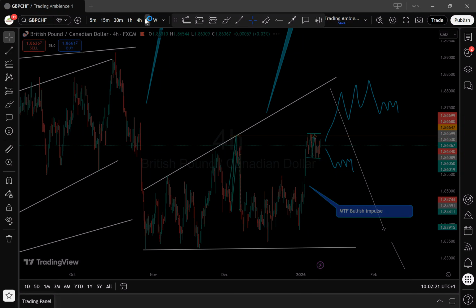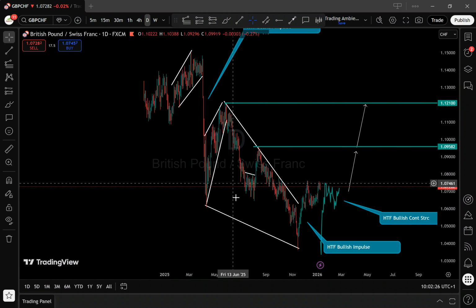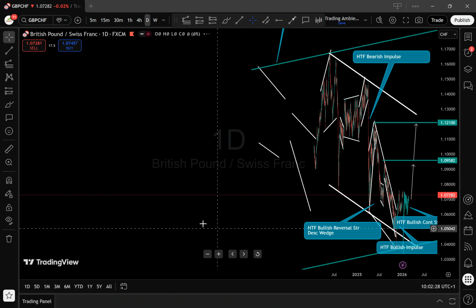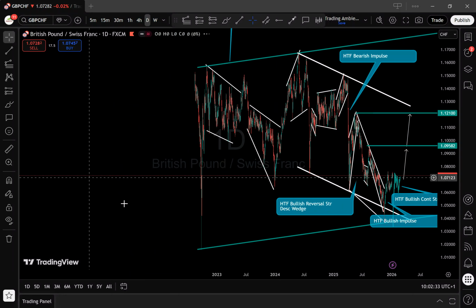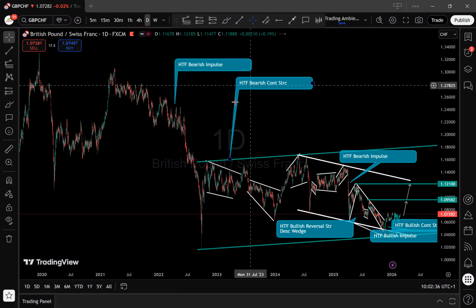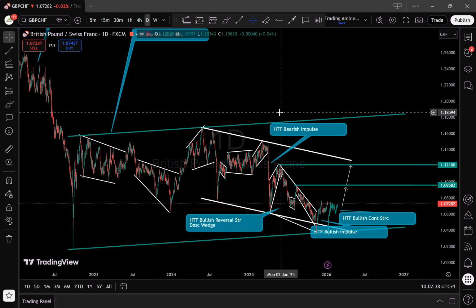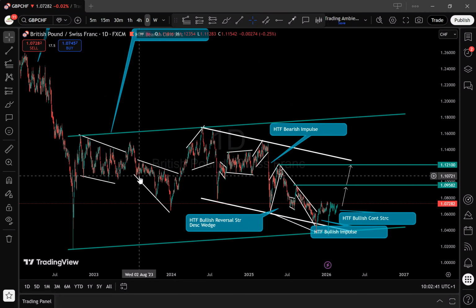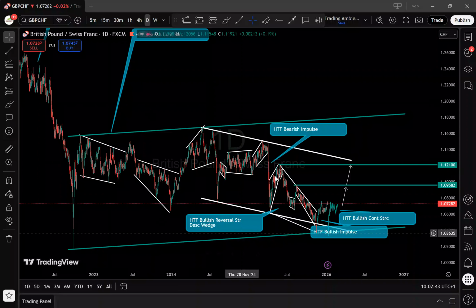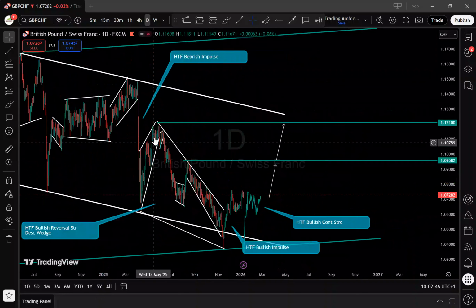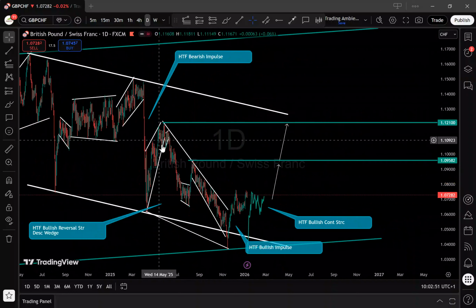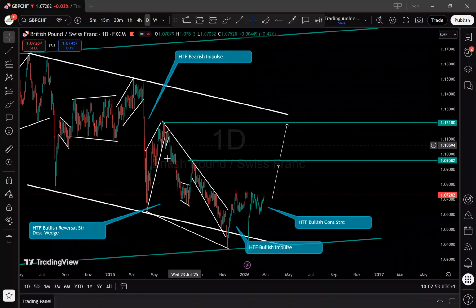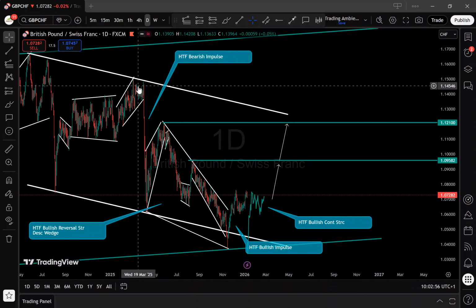We have GBP CHF next, pound Swiss franc. On pound Swiss franc, for the overall structure, we have a bearish impulse and a bearish continuation structure. But right now, within this bearish continuation structure, we have this descending channel, and we have this bearish impulse and a descending wedge, a bullish reversal structure, as you can see right here.